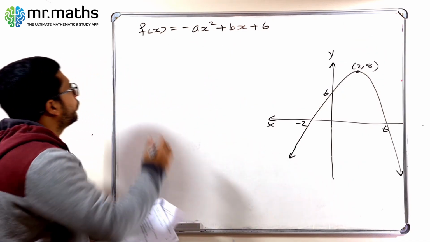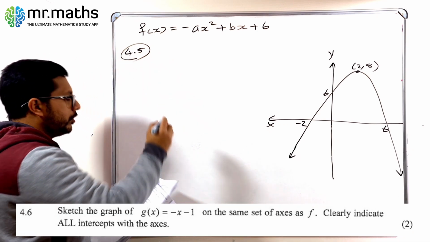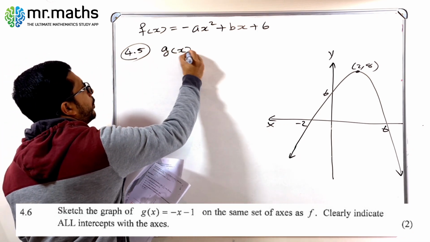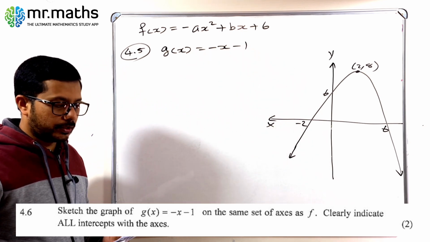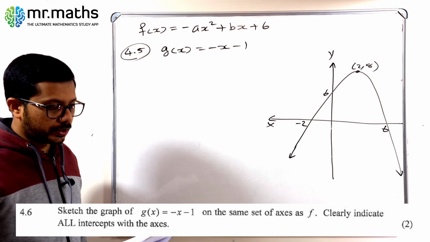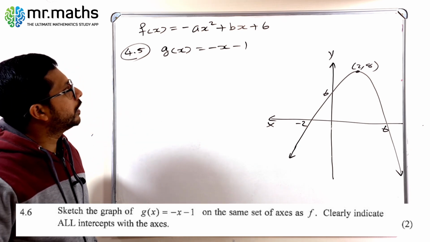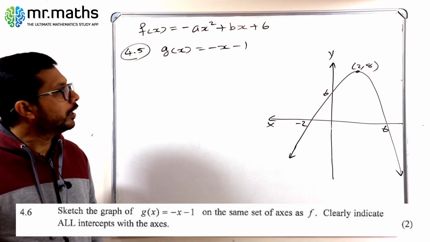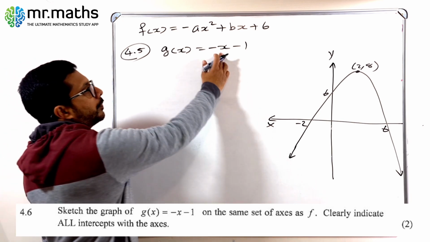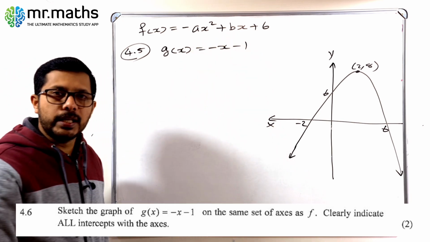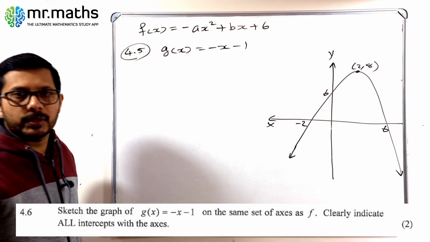Okay, question number 4.6. What is that question? Sketch the graph of g of x is equal to minus x minus 1 on the same set of axes as f. Clearly indicate all intercepts with the axis. So you have to sketch this graph g of x is equal to minus x minus 1. Here, what type of graph is this g of x? X power is 1. That means it's a linear graph or a straight line graph. Am I right? Anyway, we have to find the x-intercept and the y-intercept.